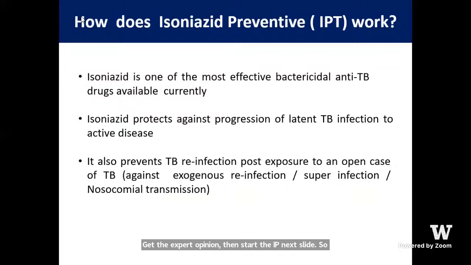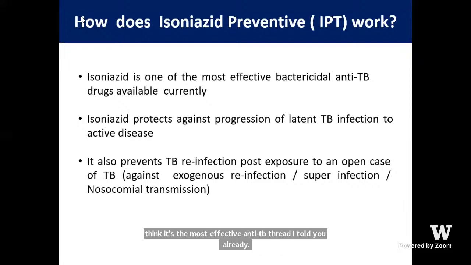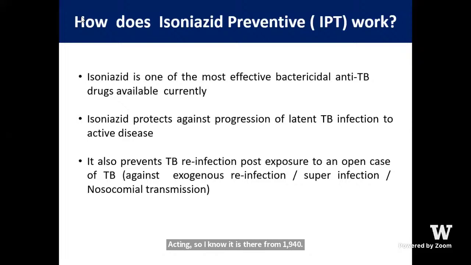So what is happening? INH is the most effective anti-TB drug. I told you already, INH and rifampicin are the mainstay, so when they are resistant it means MDR-TB. INH has been there since the 1940s, one of the oldest drugs, time tested and very effective. So it protects against the progression of latent TB to active disease.